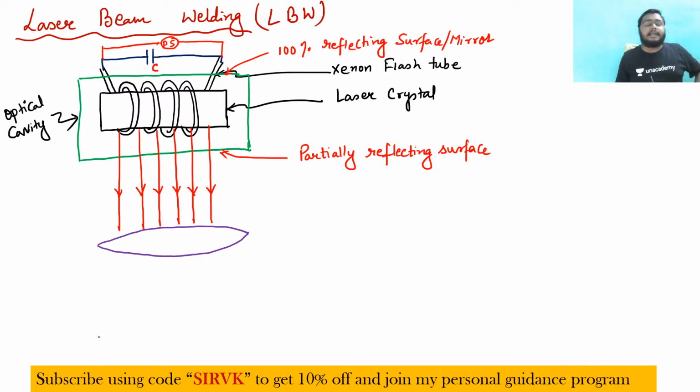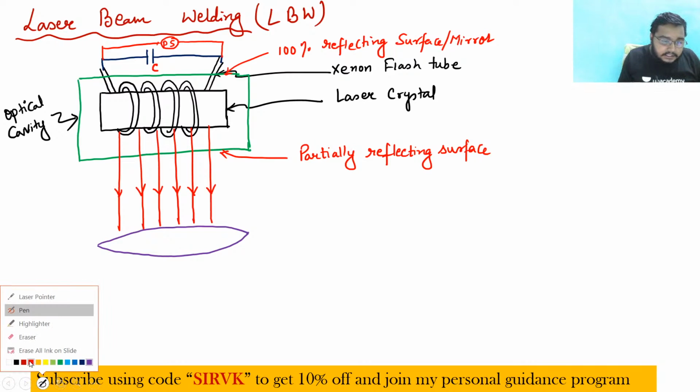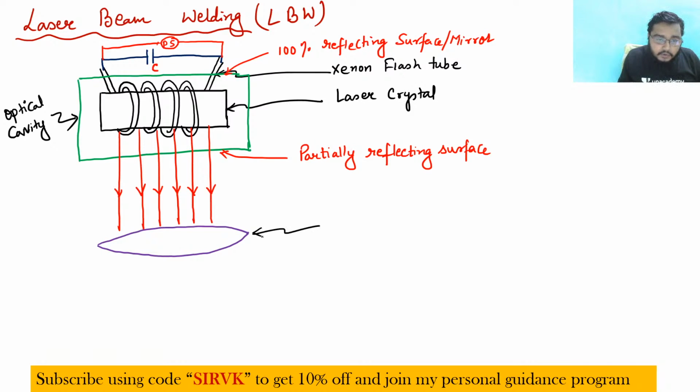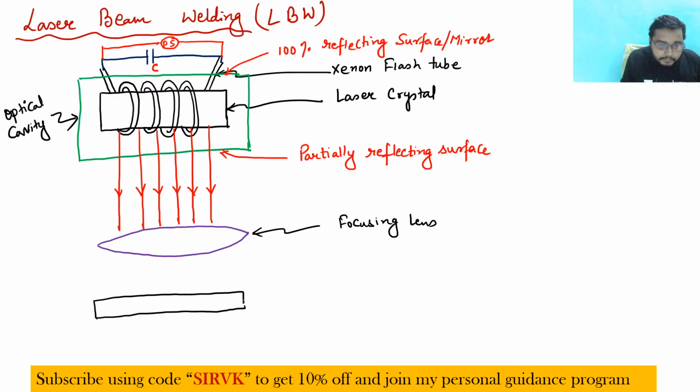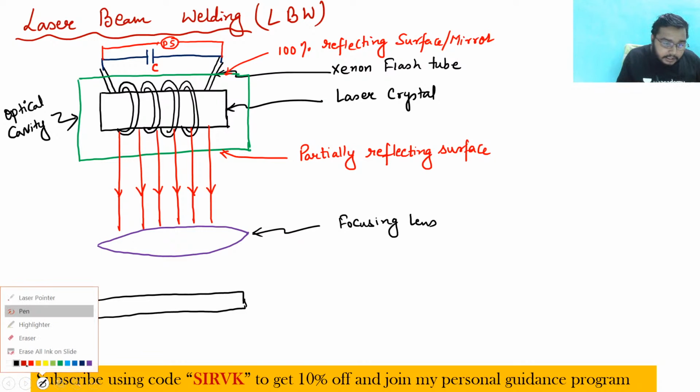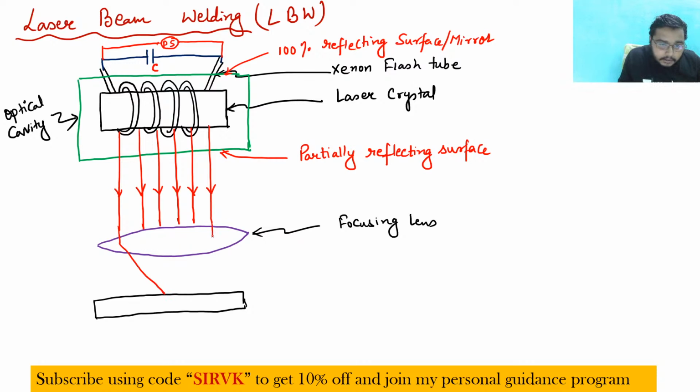So there is a focusing lens. What is this? This is your focusing lens. In this focusing lens, suppose this is your workpiece, the workpiece that you want to weld. Fine. So what is happening here? They will converge to a single point due to this focusing lens. Fine. They will converge to a single point.